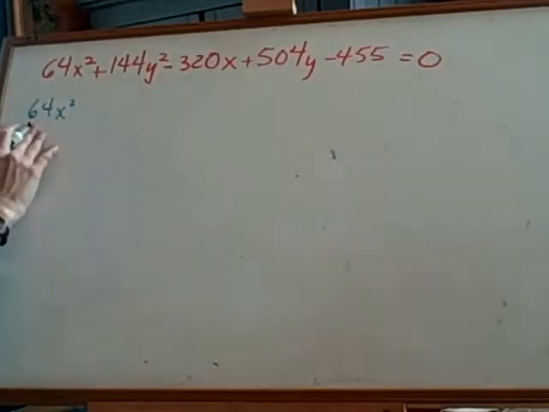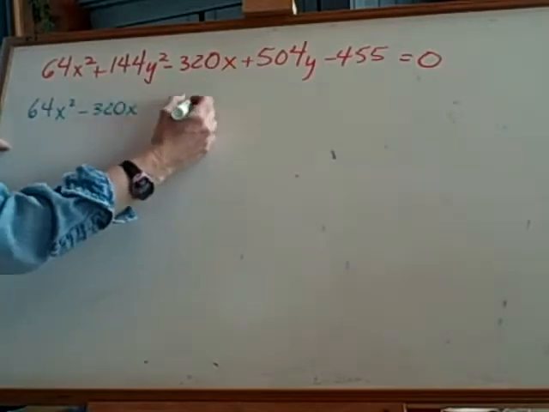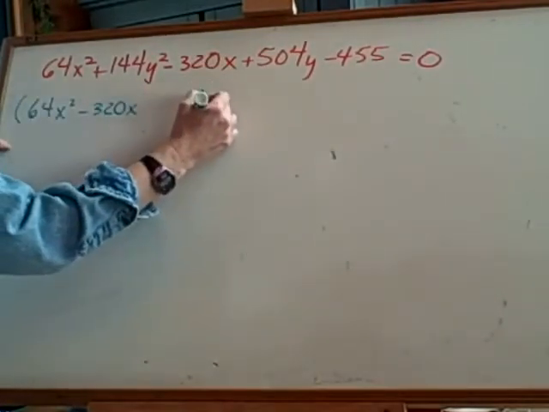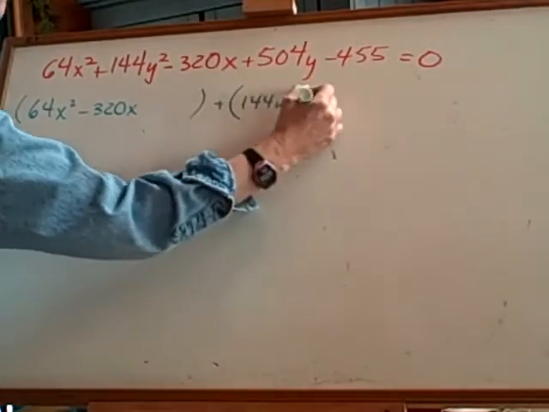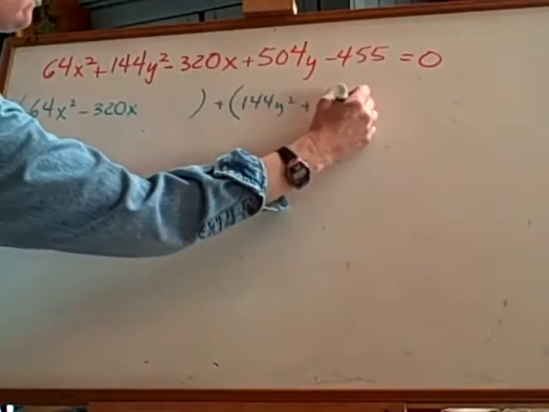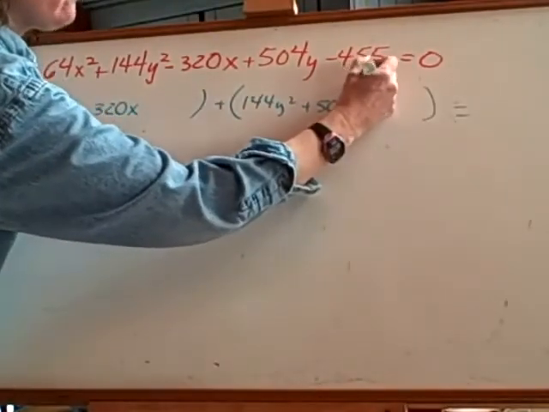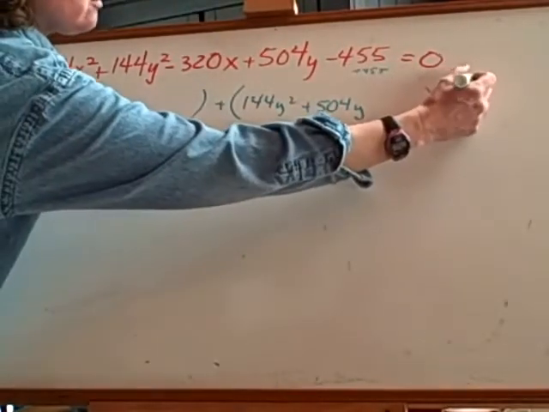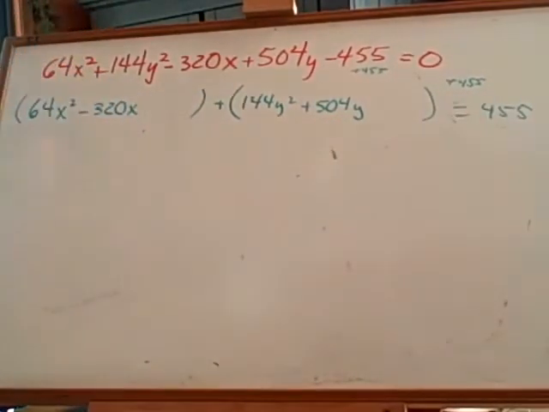So 64x squared minus 320x, and then I'm going to leave some room, and then plus 144y squared plus 504y. I'm going to leave some room. I'm going to add 455 to both sides to go ahead and get that puppy on the other side of the equation, so it's going to equal 455. Now, how does that look? Pretty good? Spectacular. All right.